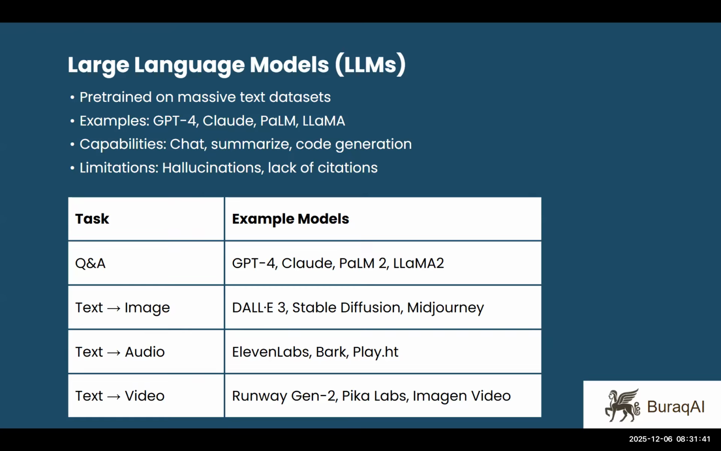Examples: GPT-4, GPT-5 from OpenAI, Claude from Anthropic, Llama from Meta, PaLM, I think, from Google. I don't remember correctly, but these are just some of the examples. We'll see more here. What are the capabilities? They can chat, summarize information, and generate code, images, audio, and video. Limitations, yes: hallucinations and lack of citation.